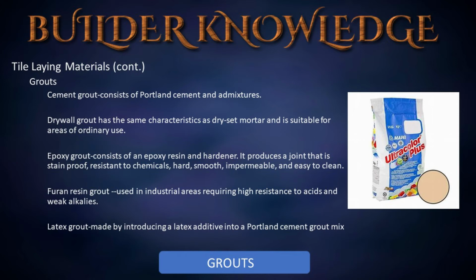Furan resin grout is used in industrial areas, requiring high resistance to acids and weak alkalis. Special installation techniques are required with this type of grout. Latex grout is made by introducing a latex additive into a Portland cement grout mix. Latex grout is a more flexible and less permeable finish than plain cement grout.